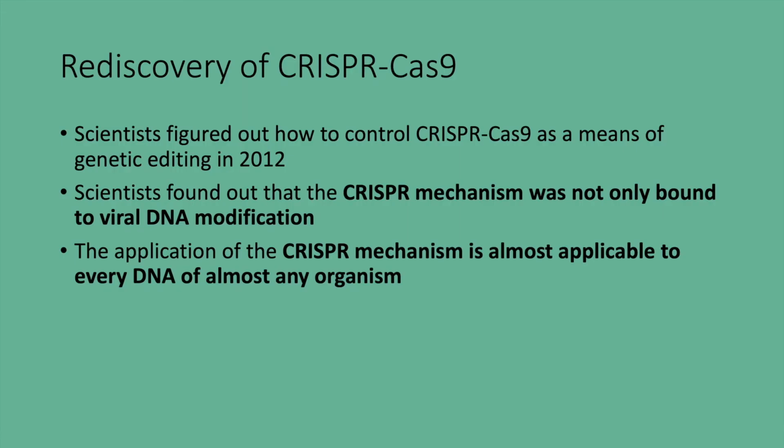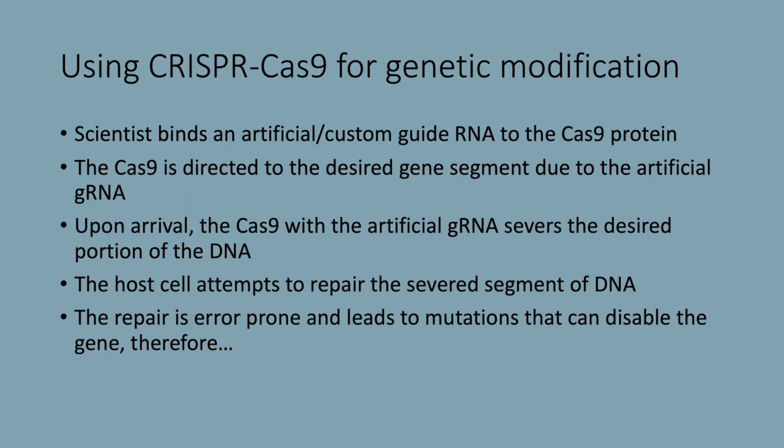Scientists figured out how to control CRISPR-Cas9 as a means of genetic editing in 2012. Scientists found out that the CRISPR mechanism was not only bound to viral DNA modifications, and in fact, they deemed it almost applicable to the DNA of almost any organism. So from then on, scientists were able to base the gene editing mechanism of CRISPR-Cas9, as we know it today, off of the bacterial defense system.